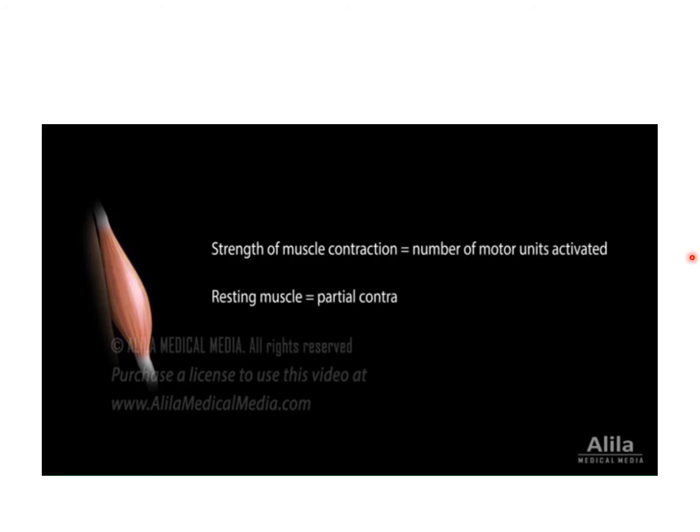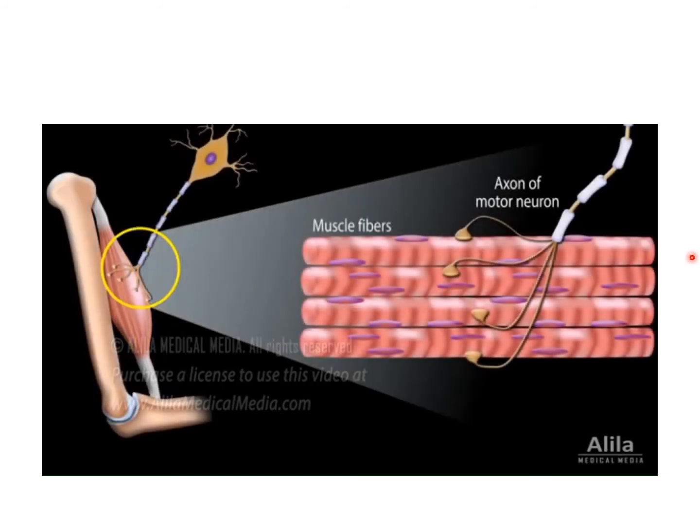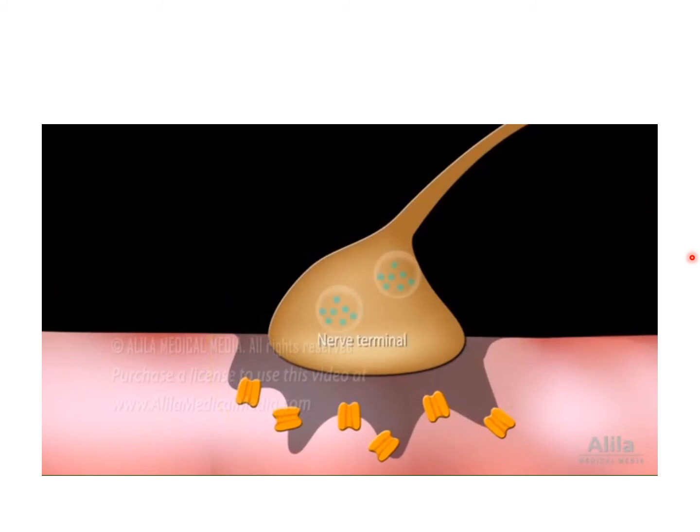Even at rest, most muscles are in a partial contraction state called muscle tonus, which is maintained by alternating activation of a small number of motor units. The connection between a motor neuron and a muscle fiber is called a neuromuscular junction, which is basically a chemical synapse between the nerve terminal and a specialized area of muscle cell membrane called the motor end plate.